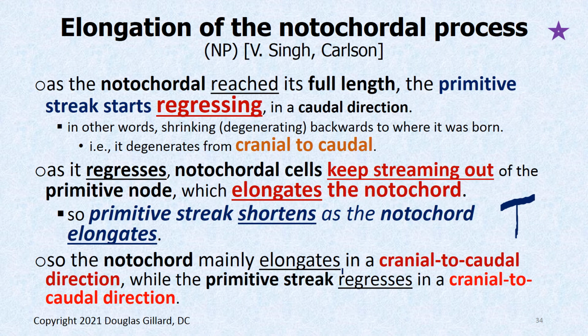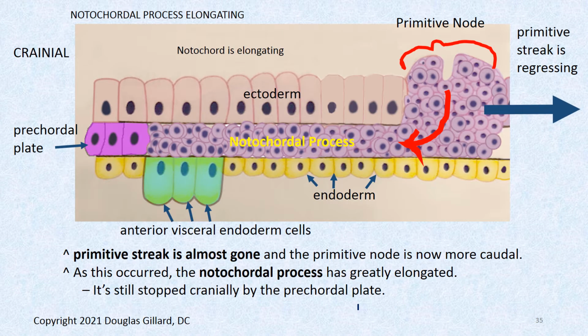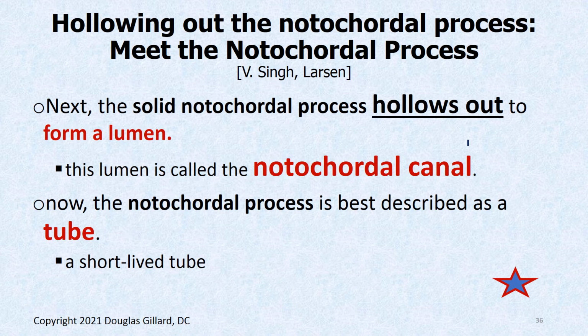All right, we talked about that. So the notochord mainly elongates in a cranial to caudal direction, while the primitive streak regresses in a cranial to caudal direction. Remember, the primitive streak elongated in a caudal to cranial direction. Isn't embryology wonderful? Right, so now here's that picture, and you can see there's not much left. Only the primitive node; most of the primitive streak is gone, and the notochord has gotten much longer, and it's elongating as this streak is shrinking.